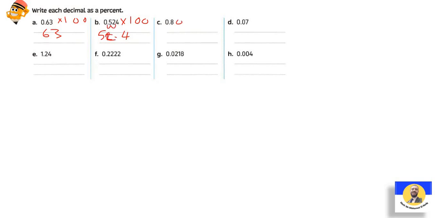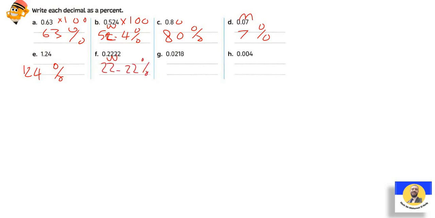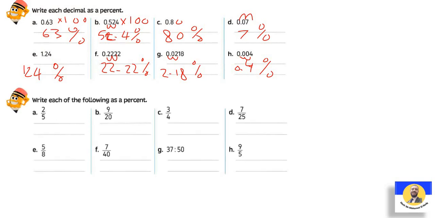0.8, so move 2 places, so it will be 80%. Don't forget to write the sign of the percent. 0.07 means that it will be 7% because I moved the decimal. 1.24 means that it's 124%. Here move 2 digits, so it will be 22.22%. Here move 2 digits, so it will be 2.18%. And here move 2 places, so it will be 0.4%. Okay? So to change into percent, only multiply by 100.